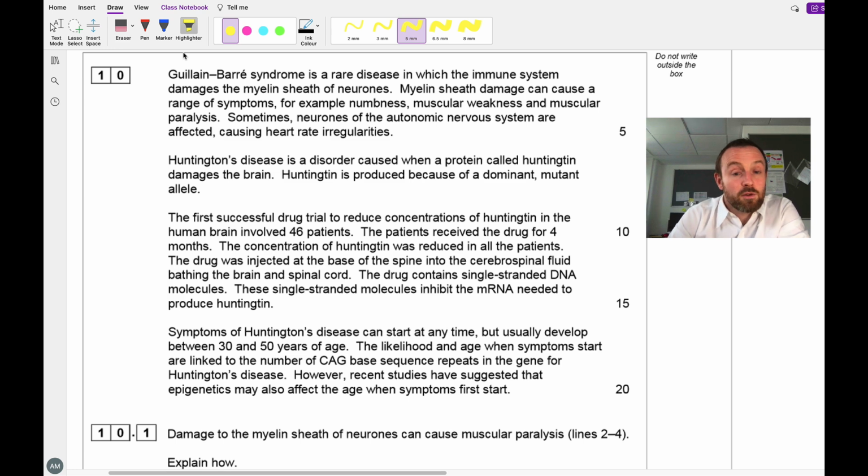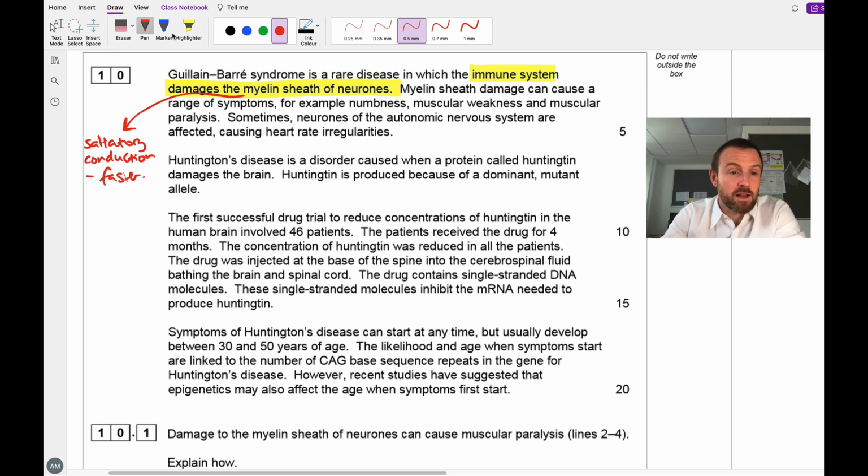So what we'll do is you read each paragraph, then I'll come in with my annotations, and then you read the next bit, and so on. So off you go, read the first paragraph. Okay, what bits did you spot? It's a rare disease in which the immune system damages the myelin sheath of neurons. So immediately, myelin sheath, for me, brings saltatory conduction to mind. Because if we don't have myelin, we're not going to be able to do that saltatory conduction, which is faster.